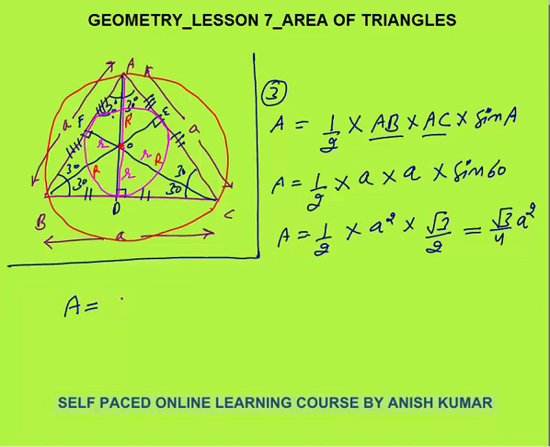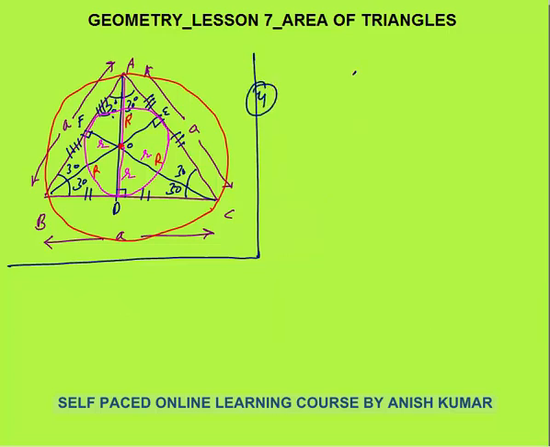You can take BA, so the area of the triangle could be half into BA into BC. Now BA and BC, you can see the included angle between them is angle B, sine B. Again the answer will be the same, root 3 by 4 a square.